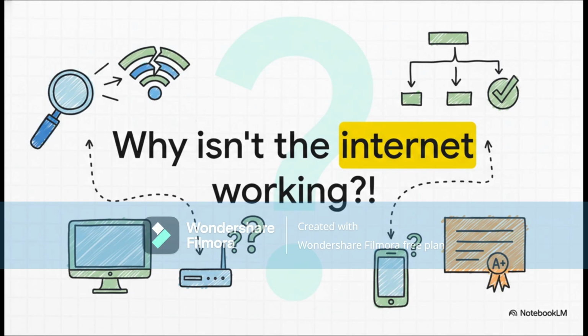But what if you could actually figure out why it's not working and fix it yourself? Well, in this explainer, we're going to become network detectives. We're going to learn step by step how to diagnose and solve these problems. It's a super useful skill for everyday life and, you guessed it, for acing those exams. So let's get into it.